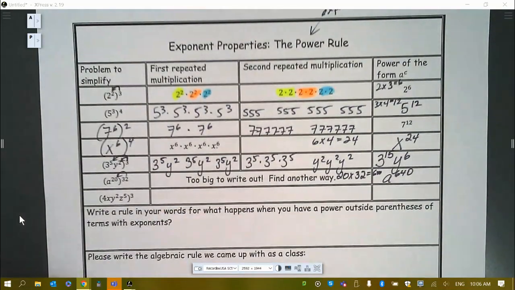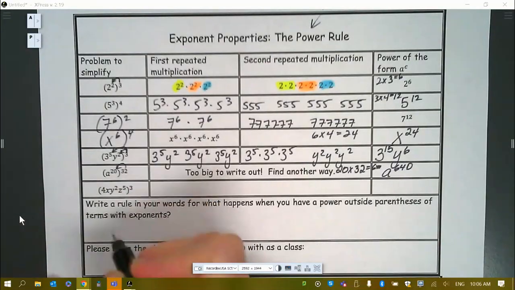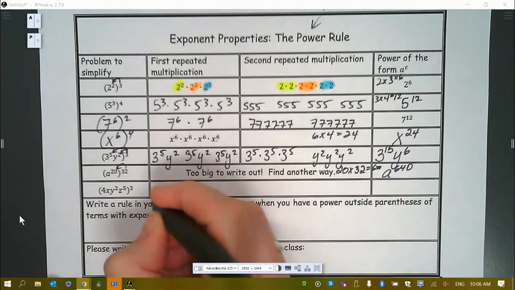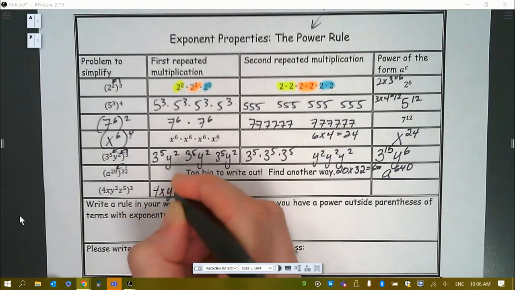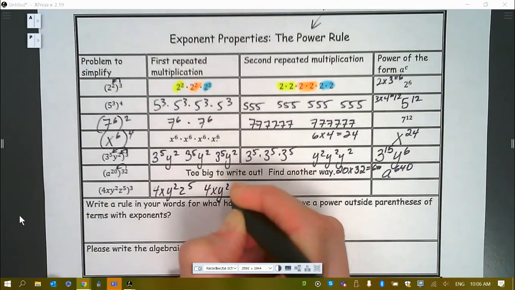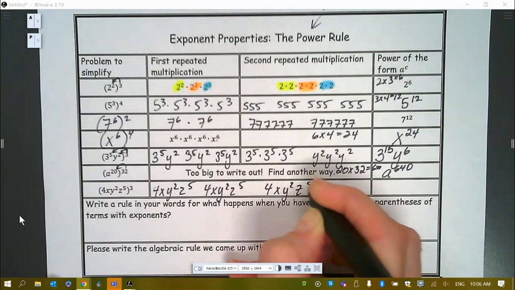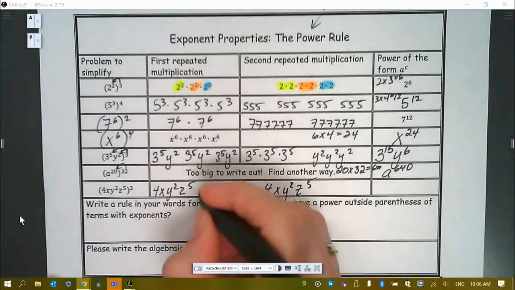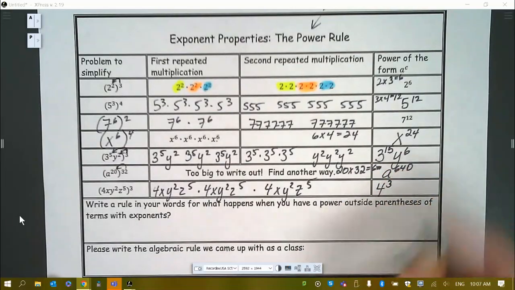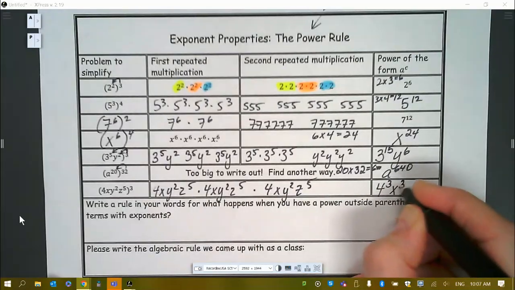All right, let's take a second to check this last one because it's a little trickier. Don't forget that when you're thinking about terms, each of the terms inside the parentheses has to get that power. This is like saying 4xy to the second z to the fifth, 4xy to the second z to the fifth, and then one more time, 4xy to the second z to the fifth. So it's like 4 times 4 times 4, which is 4 to the third.